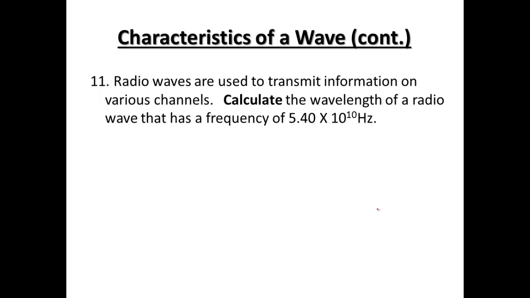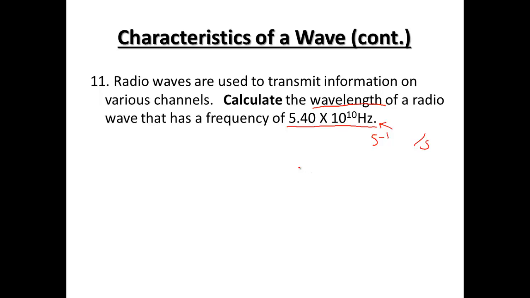Our calculations for today. Question 11: radio waves are used to transmit information on various channels. Calculate the wavelength of a radio wave that has a frequency of 5.4 times 10 to the 10th hertz. Remember, the hertz unit is a number per second, or we can write it as per second. What we're looking to solve for is wavelength.